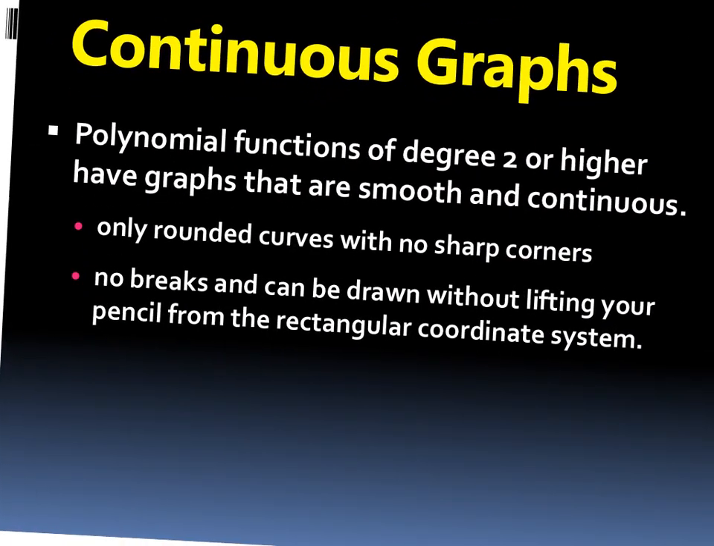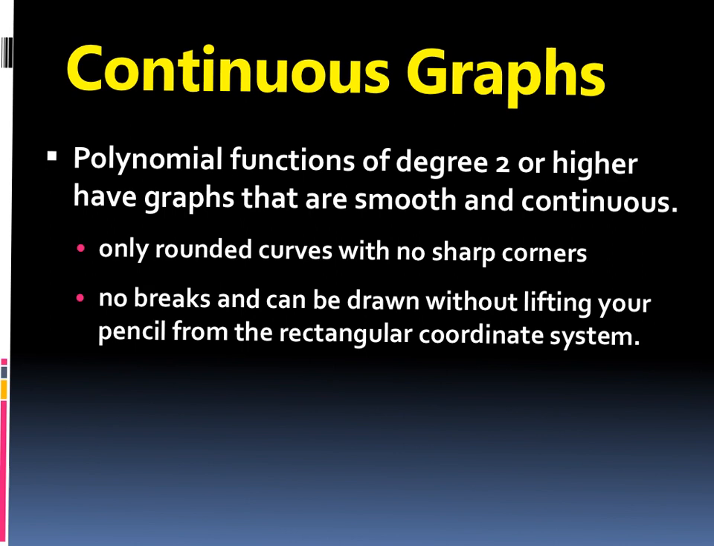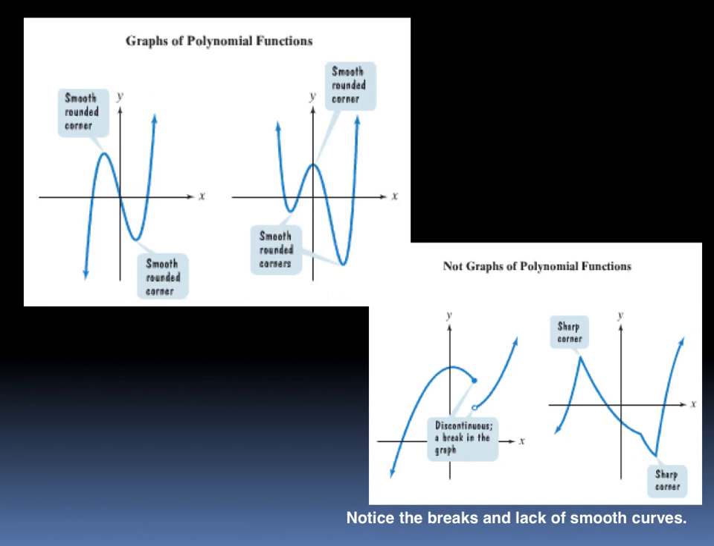All right, a polynomial is a function of a degree of 2 or higher that when you graph it, the graph is smooth and it's continuous. There's only rounded curves, there's no sharp corners, there's no breaks. You can draw your entire graph without lifting your pencil.